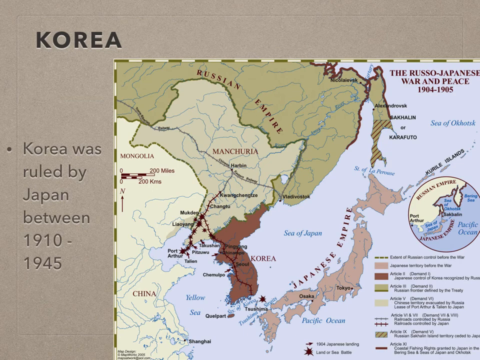The next phase of the battle between the communist and capitalist countries of the USSR and the USA took place in Korea, which is marked here. It is a peninsula off of China, and you can see its closeness to Japan as well. Korea was actually ruled by Japan between 1910 and 1945.